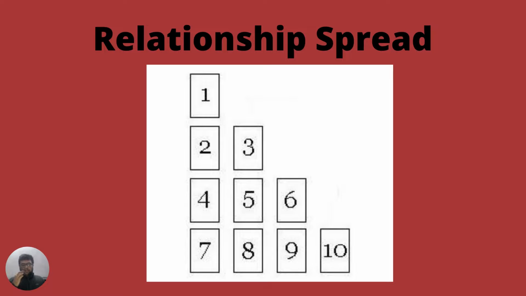And further, cards 7 to 8 represent your and your partner's expectations with respect to the relationship. The ninth is where the relationship is headed, whether it is improving, or the relationship is going down the drain. And the 10th is the overall outcome. It is the sum total of all the 9 cards, and tells you what the overall outcome of the relationship will be, whether it will be fruitful or not.